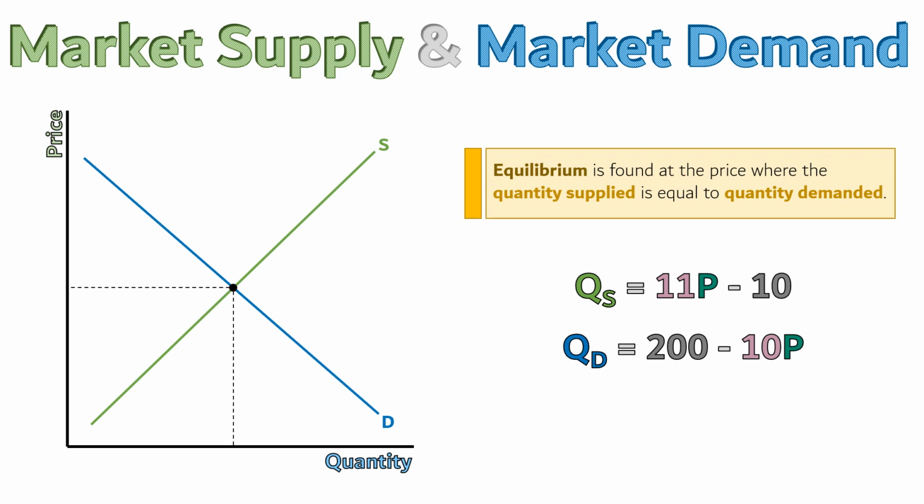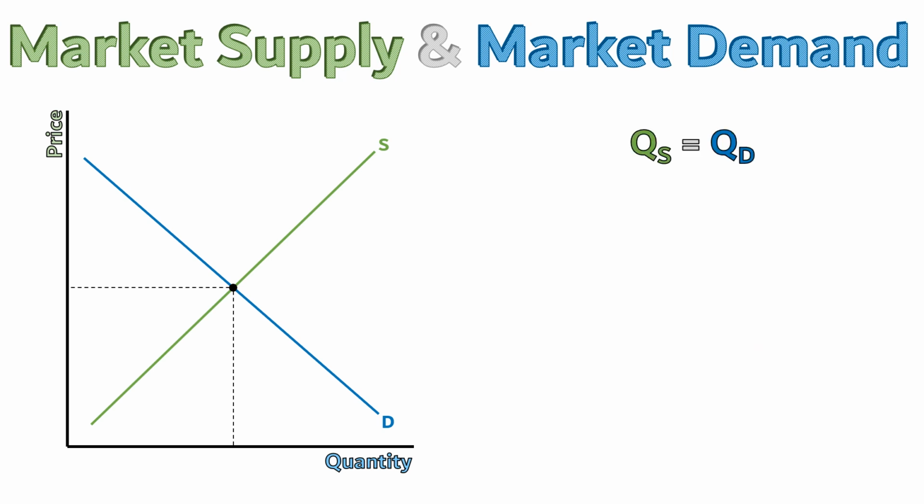Well, we have two equations, but three unknowns. We don't know P, the price, QS, the quantity supplied, or QD, the quantity demanded. But our hint for a solution comes from the definition of the equilibrium. The equilibrium is found at the price where the quantity supplied is equal to quantity demanded. So we know that at the equilibrium, QS is equal to QD.